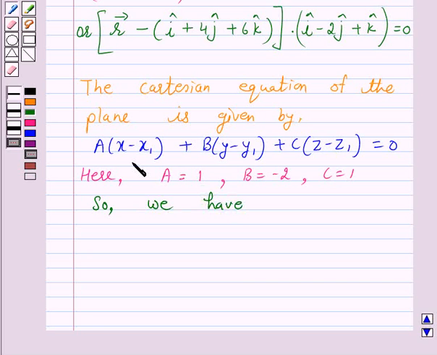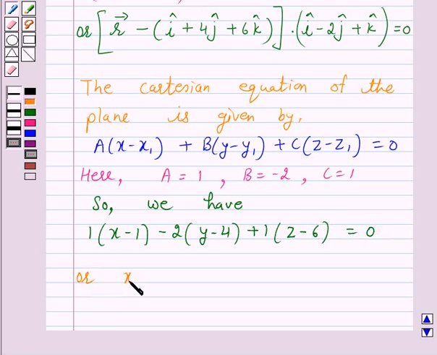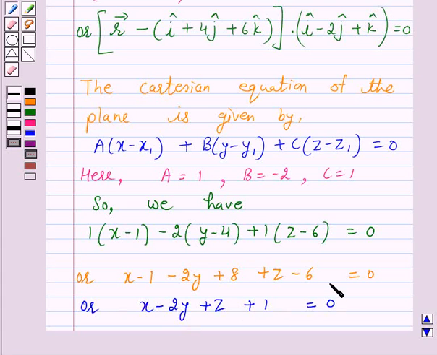So we have the Cartesian equation of the plane as 1(x minus 1) minus 2(y minus 4) plus 1(z minus 6) is equal to 0, or x minus 1 minus 2y plus 8 plus z minus 6 is equal to 0, or x minus 2y plus z plus 1 is equal to 0. So this is the Cartesian equation of the plane which passes through the point (1, 4, 6) and whose normal vector to the plane is i cap minus 2 j cap plus k cap.